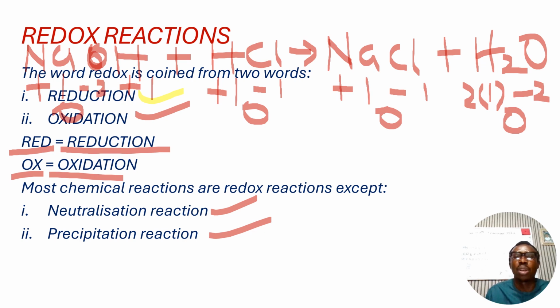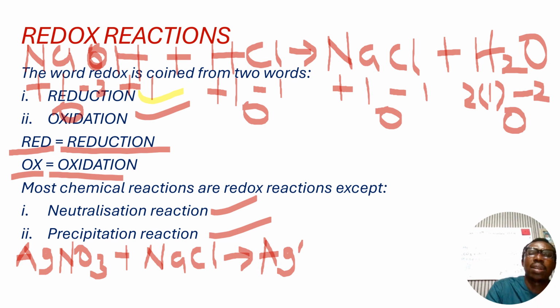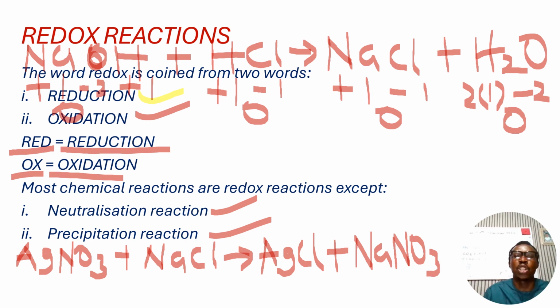It's not a redox reaction. Let's use silver nitrate, for example, silver nitrate reacting with sodium chloride to form a precipitate of what? Silver chloride, AgCl, plus sodium nitrate, which is NaNO3. So this is a precipitation reaction. This is the precipitate of silver chloride that is formed. A precipitate is an insoluble solid in what? In a solution.